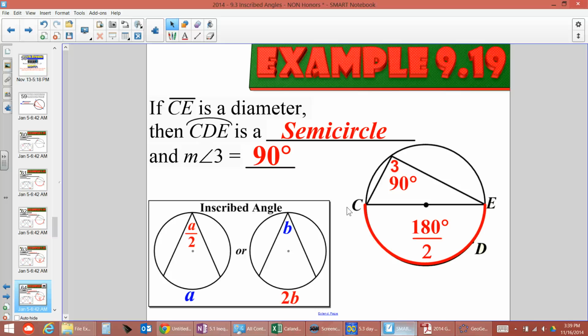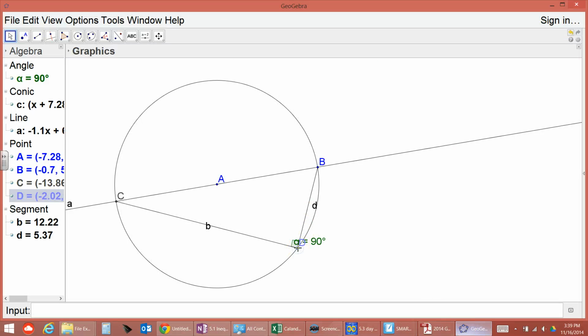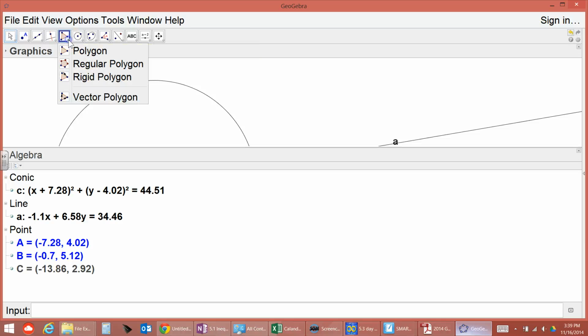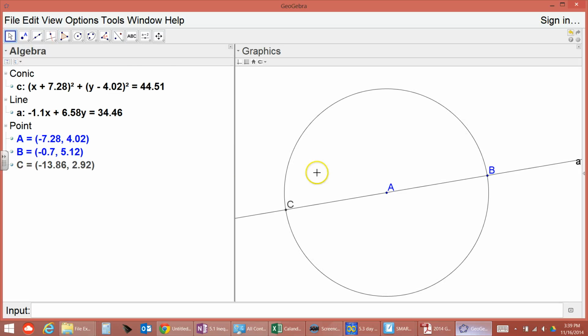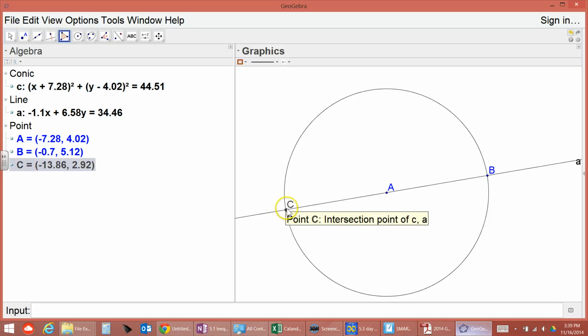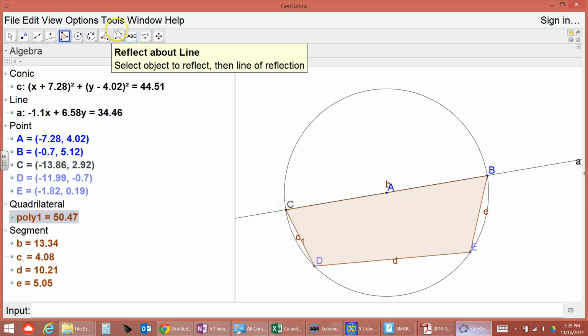Example 9.19. Okay, so now if we look into more of an inscribed polygon, let's switch over to GeoGebra. Let's change this triangle into a quadrilateral. We're going to turn it into a polygon. Let's not make it regular, just a non-conventional polygon. There we go. Now I draw it here at C, and I create a new point. Here we go: C, D, E, B. Come back to C.